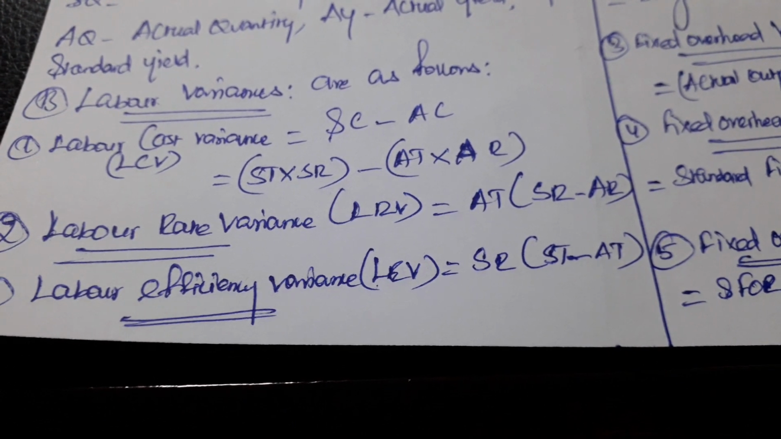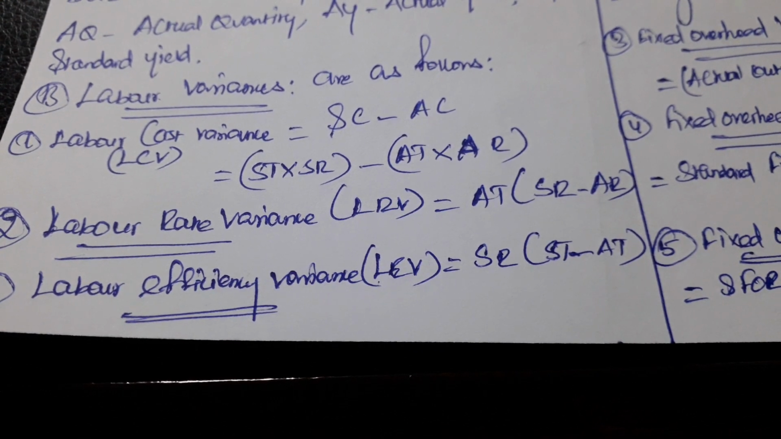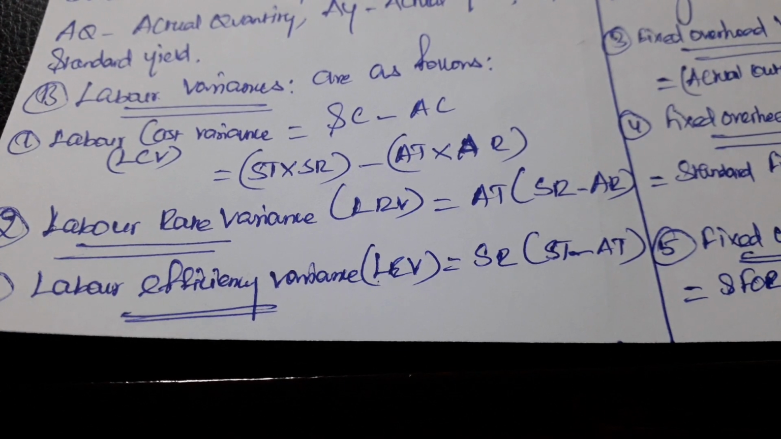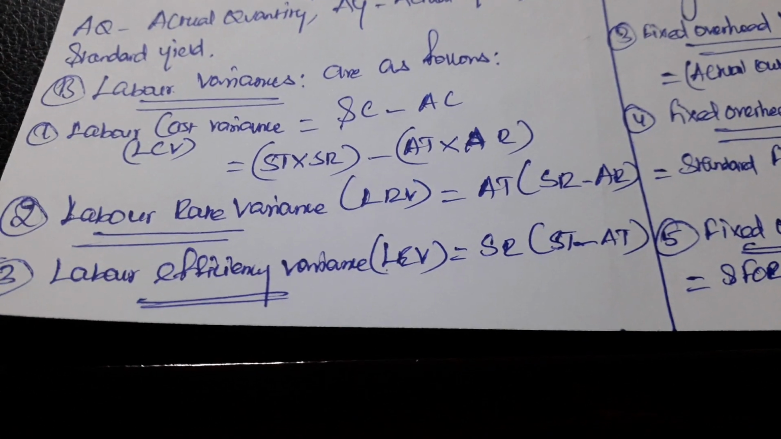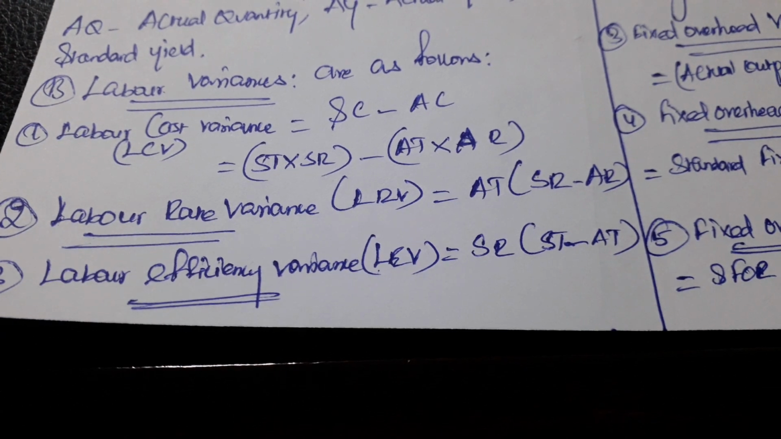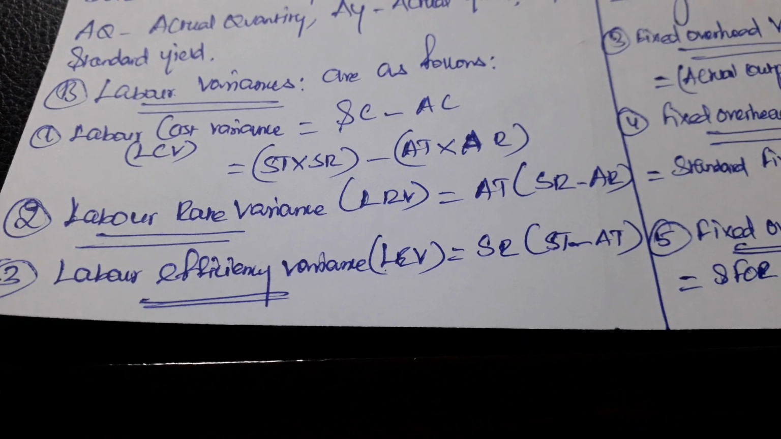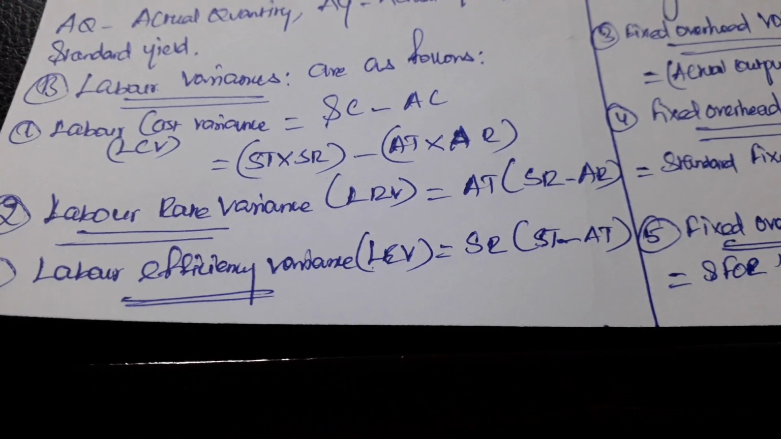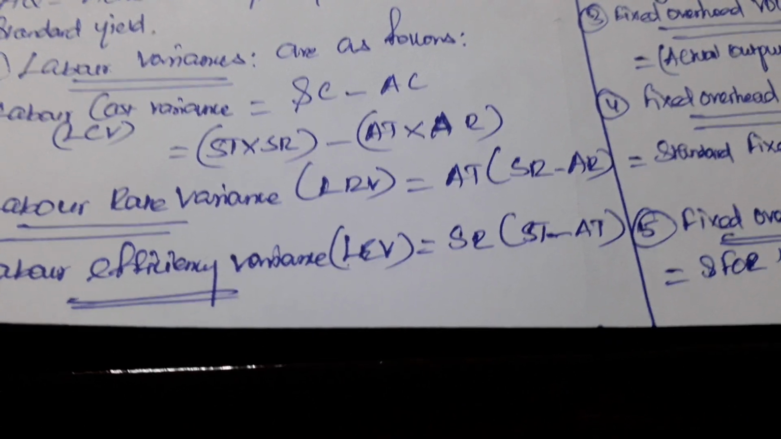the actual cost. It is also denoted by ST into SR, standard time into standard rate minus actual time into actual rate. Labor rate variance equals actual time into the standard rate minus the actual rate. Labor efficiency variance equals standard rate into the standard time minus the actual time.